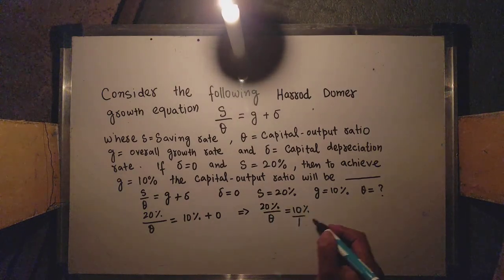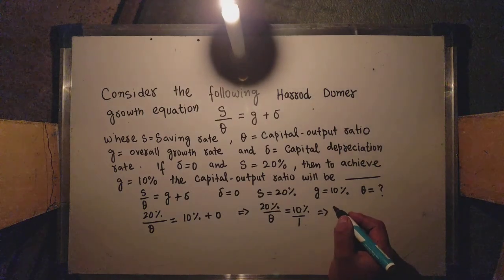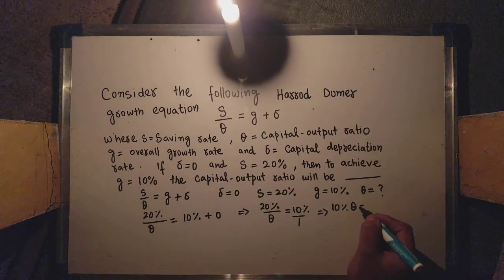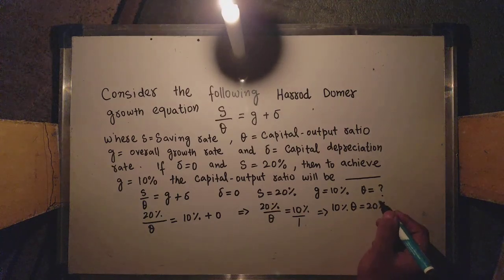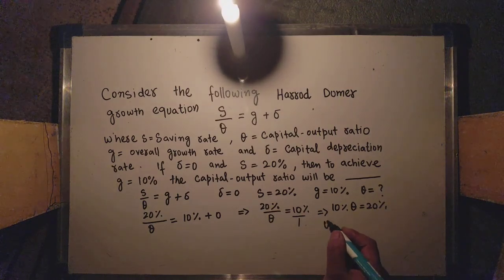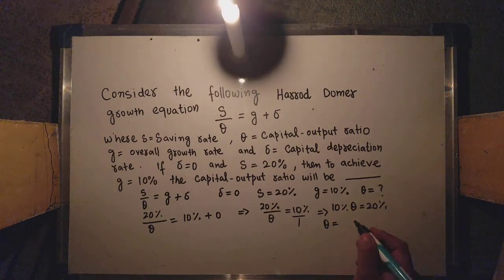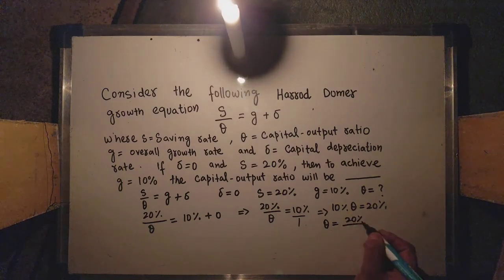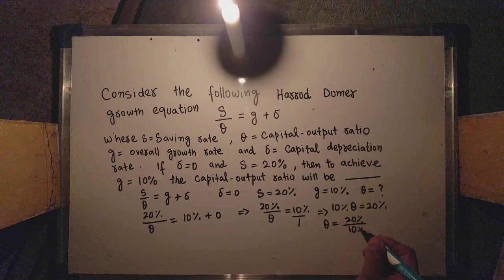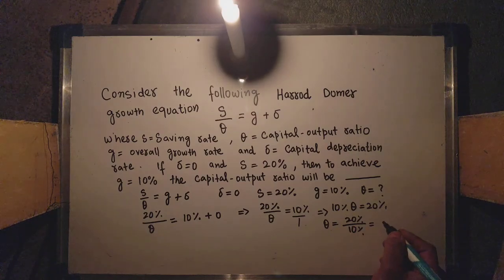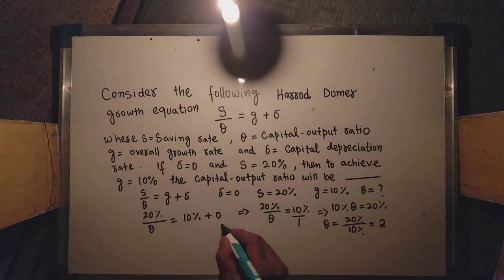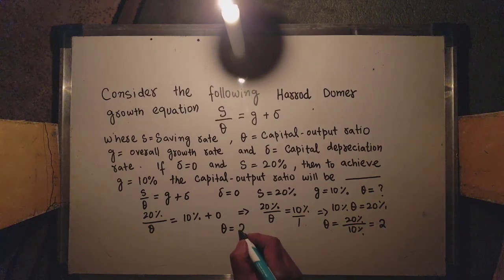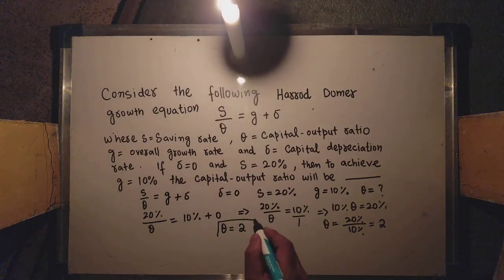Okay, so cross multiply. We have 10% times capital output ratio equal to 20%, which implies theta, the capital output ratio, will be equal to 20% divided by 10%, since we transpose the 10% and it gets divided. So 20% upon 10% is 2. That means the capital output ratio in this economy will be equal to 2.